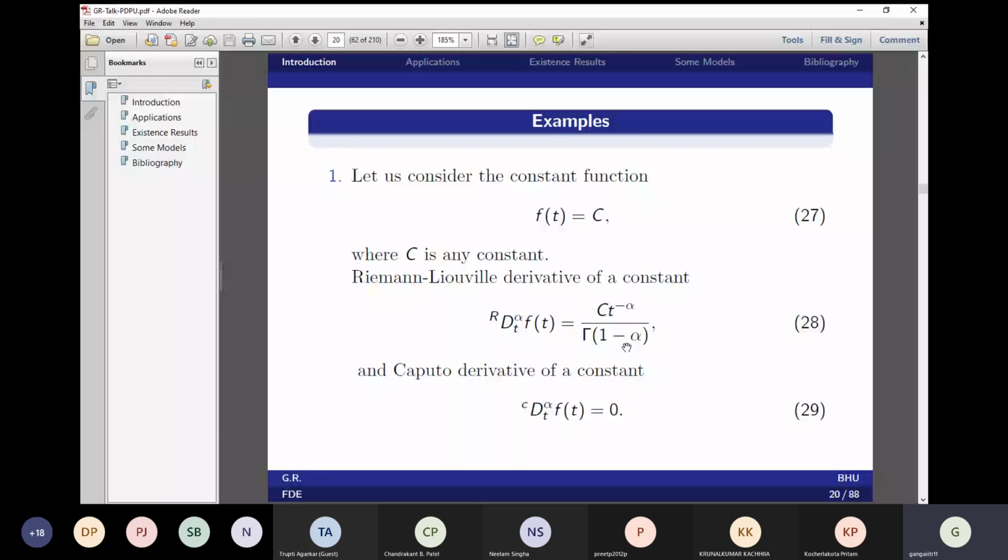But in the sense of the Caputo derivative, the derivative of a constant function is zero. In the definition of Caputo and Riemann-Liouville there is a difference: in the Caputo sense the function must be differentiable, but in the Riemann sense the function need not be differentiable, it may be only continuous. So this is the major difference between the Riemann-Liouville fractional derivative and the Caputo derivative.